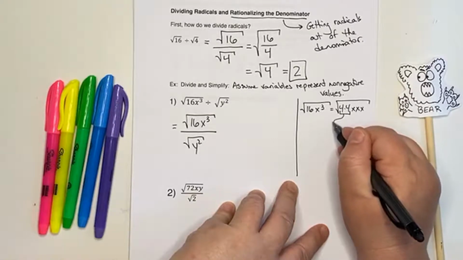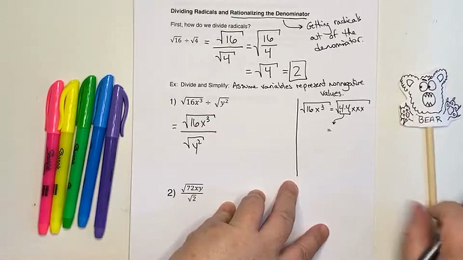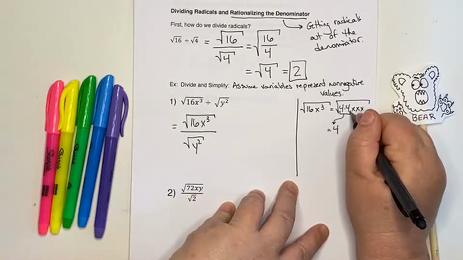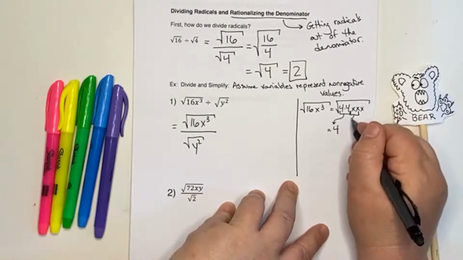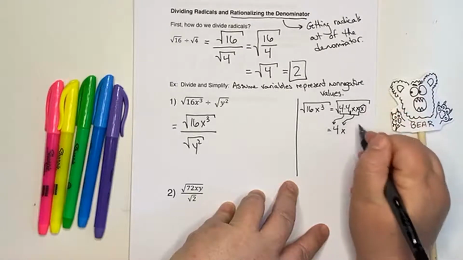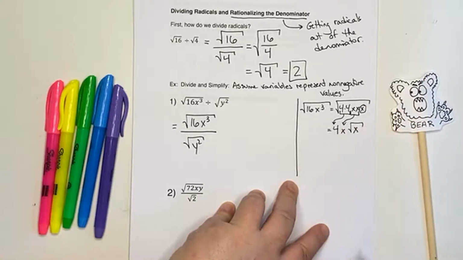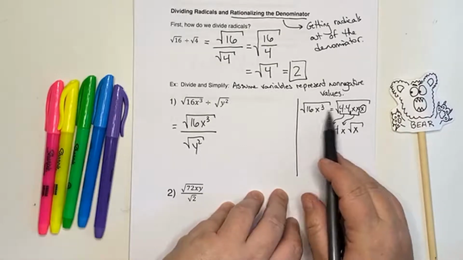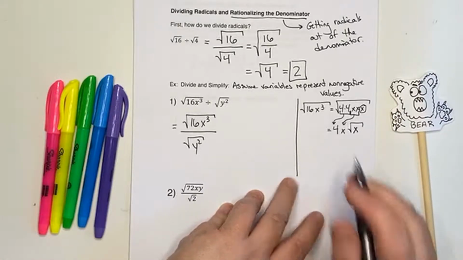The 4s go running. Yum, yum, yum. And one 4 makes it out. These x's go running. Yum, yum. One x makes it out. And I've got one x that hangs tight. Okay, so that is how I simplify this expression.